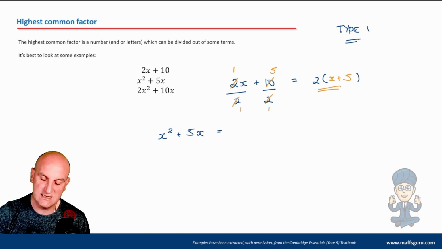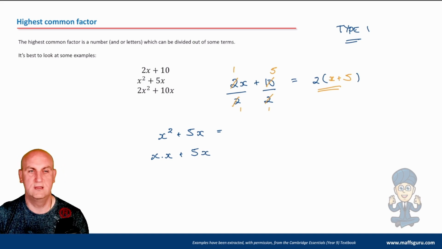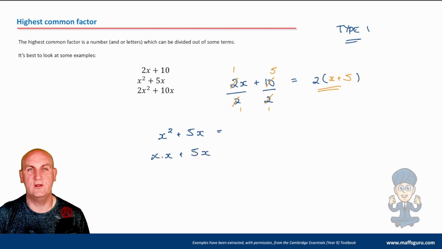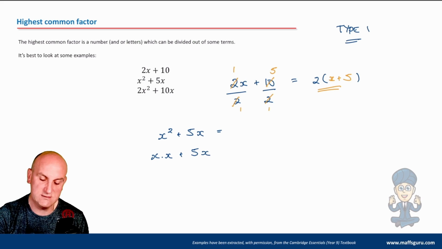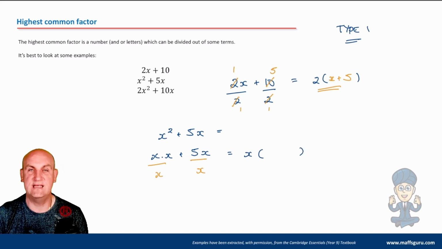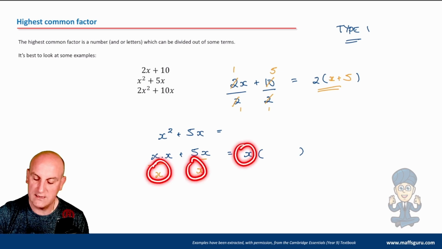Now this is where the brain tends to get a bit freaky or a bit messed up. X squared is the same as x times x. So what I can see here is I've got 1x there and 1x there. So the highest common factor of this must be x. Or I can divide each of these terms by x. So I'm going to divide that by x. I'm going to divide that by x. I'm going to do my set of brackets. I'm going to go equals. And I'm going to write an x outside my brackets because that is my highest common factor. Whatever I'm dividing by here goes outside my bracket.